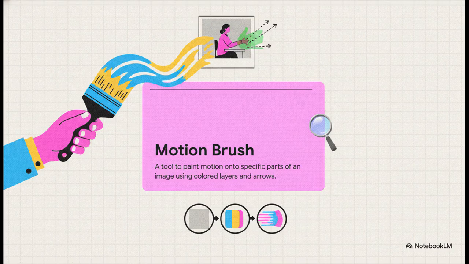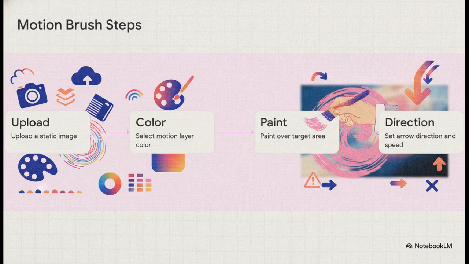Say you've got a photo of a student. You just paint a colored layer over their hand, drop in a directional arrow, and in the final generation, only the hand waves. The rest of the background stays perfectly frozen. The workflow is surprisingly simple. You upload your image, pick a motion layer color, paint over your target area, and set the arrow direction and speed. Done. But, and this is a massive warning from the documentation, your text prompt and your brush direction absolutely must agree.